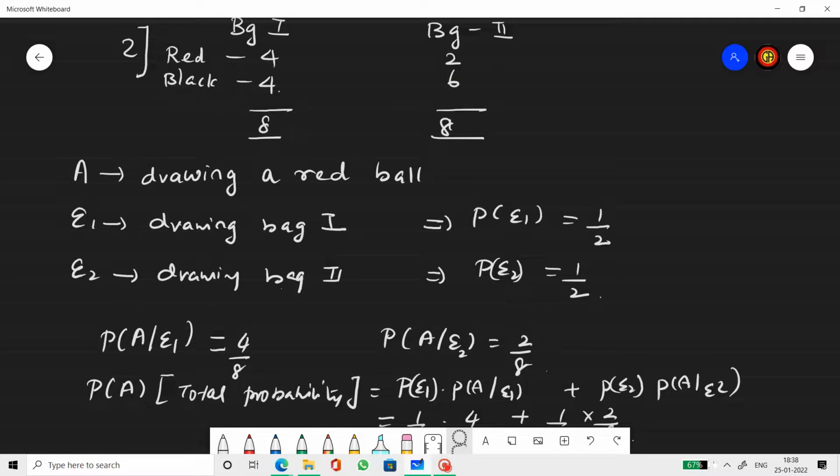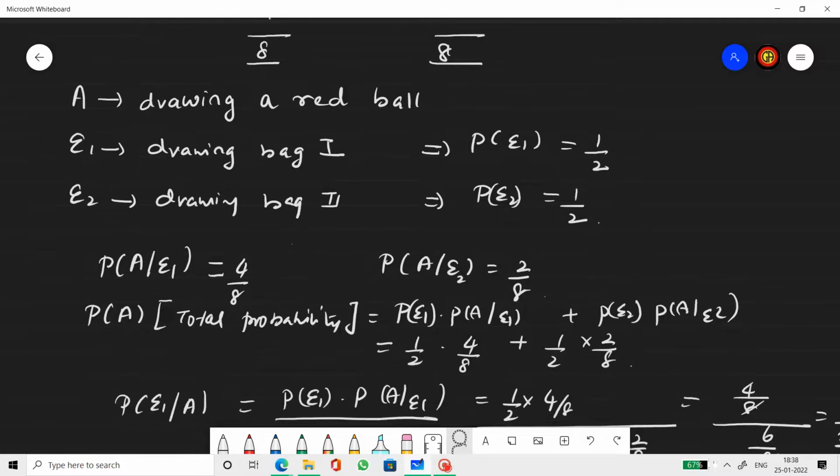So what is the probability of drawing a red ball? A indicates drawing a red ball. The probability of drawing a red ball can be done in 2 ways: draw bag 1 and take a red ball from that, plus draw bag 2 and then take a red ball from that. So 1 by 2 into 4 by 8 plus 1 by 2 into 2 by 8. This is the total probability of drawing a red ball. Do not cancel or simplify anything as of now.